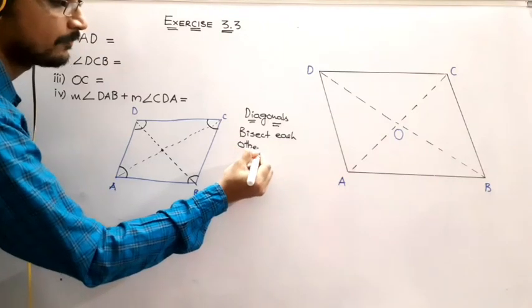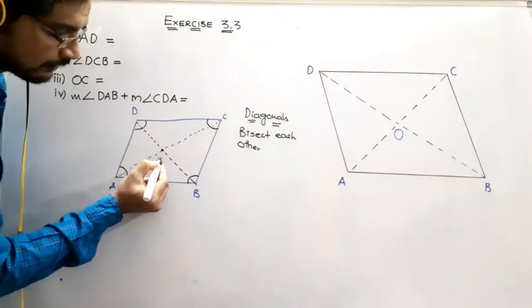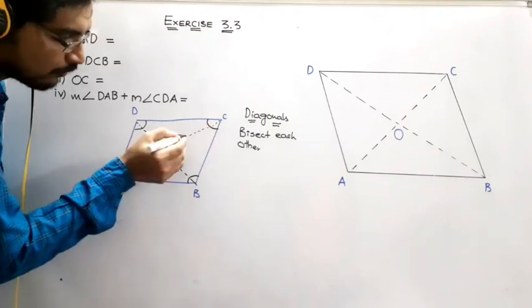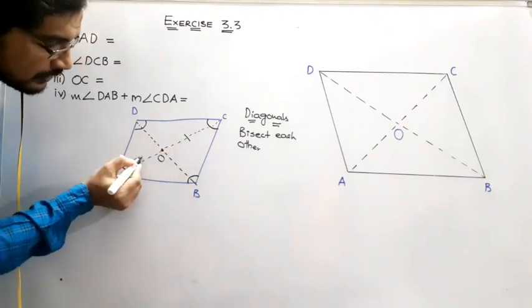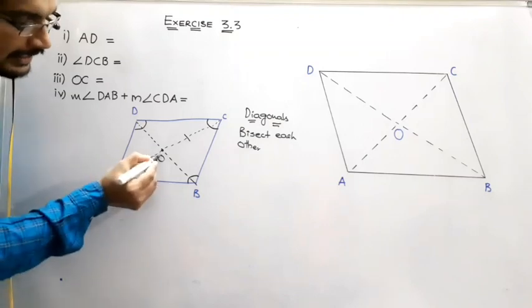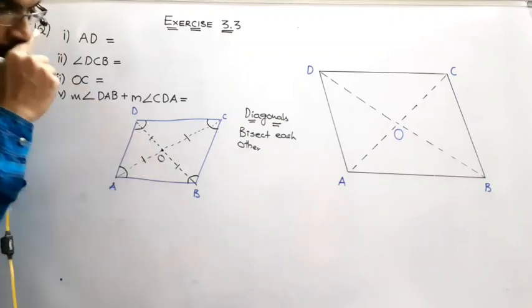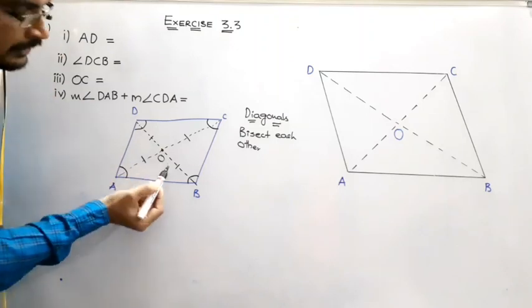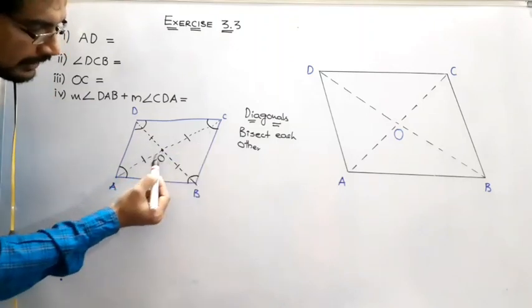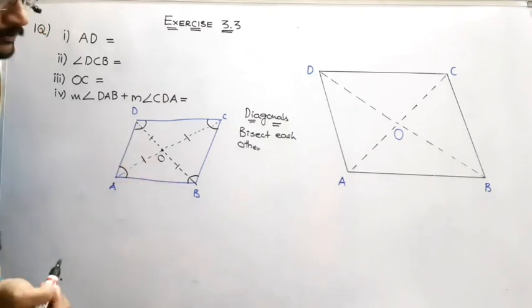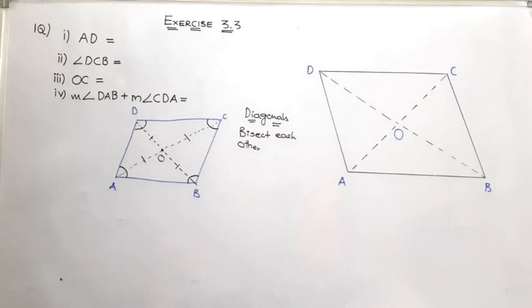Bisect means the length, for example, if we take this one as O, the length of OC will be equal to OA, and the length of OB will be equal to OD. Hope you are clear, children. The length of OC will be equal to OA, and the length of OB will be equal to OD. Okay, this is what we have to understand from a parallelogram.